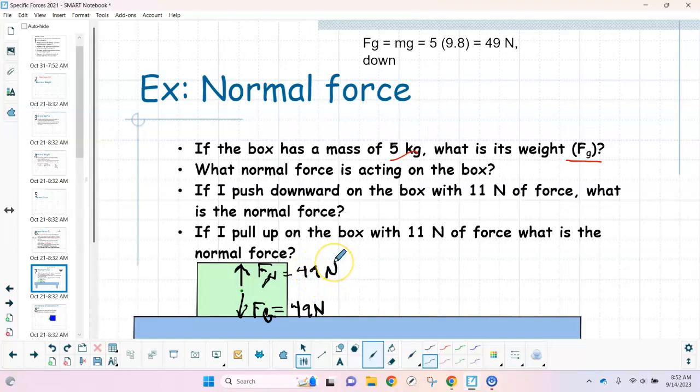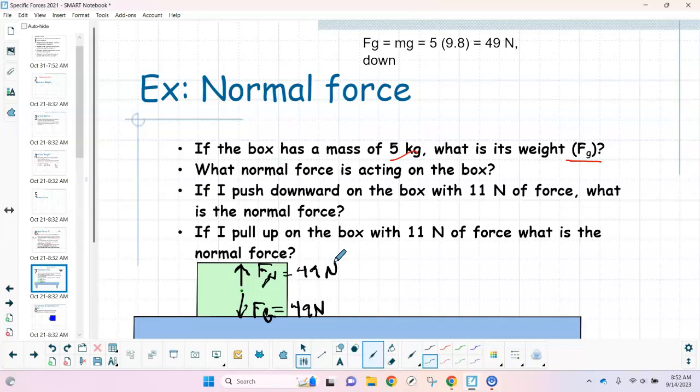They just balance out. It doesn't accelerate, so it's going to do whatever it was doing. Our box was originally at rest, so it's just sitting there. It's going to stay sitting there. If the normal force was larger than 49, what would happen to the box? It would start accelerating upward.